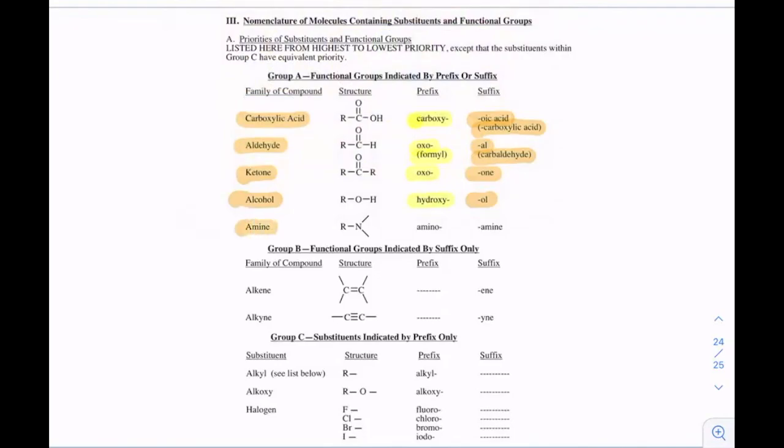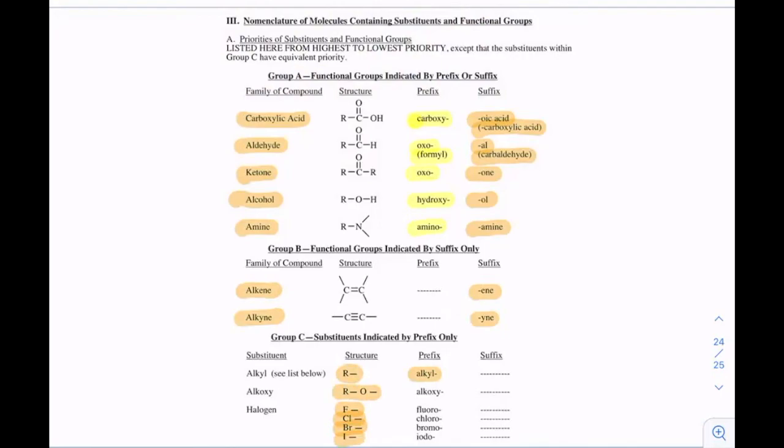Next is an amine with the suffix amine, and if the amine is a substituent, it becomes an amino group. Finally, we have alkene with the suffix ene, and alkyne with the suffix yne. And lastly, if we have an alkyl group, that's an R group. If we have an alkoxy group, that's an OR group, and that makes an ether. And then we can have fluoro, chloro, bromo, or iodo as the halogens attached.